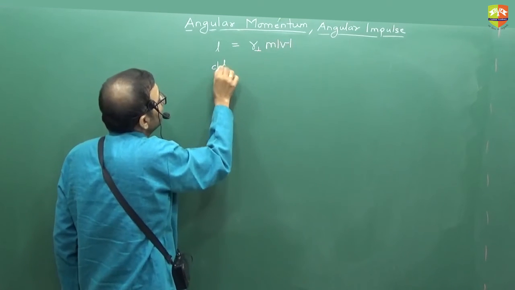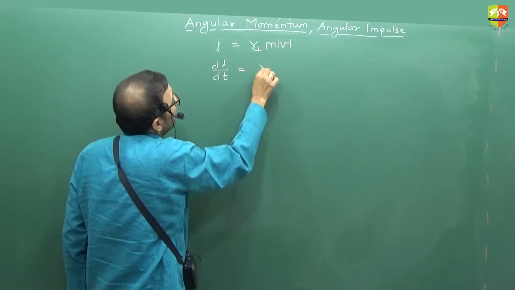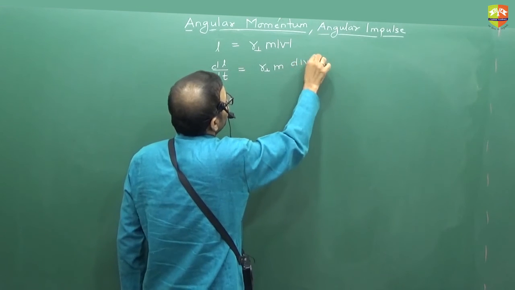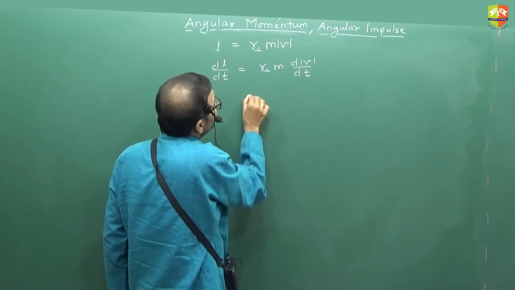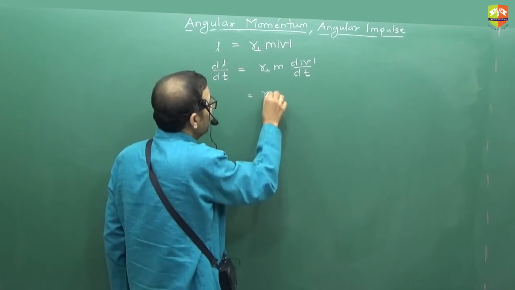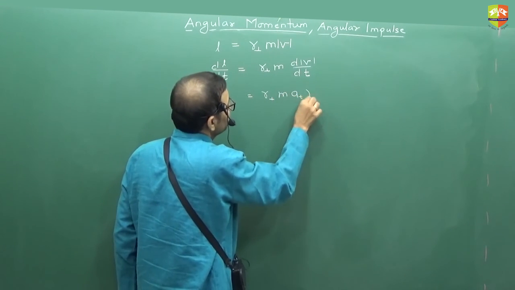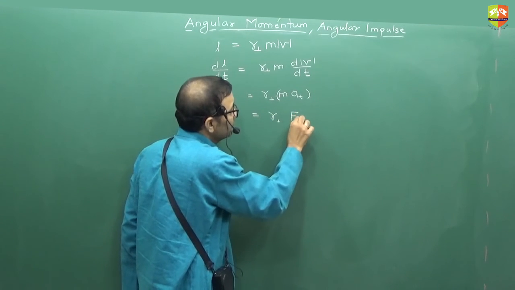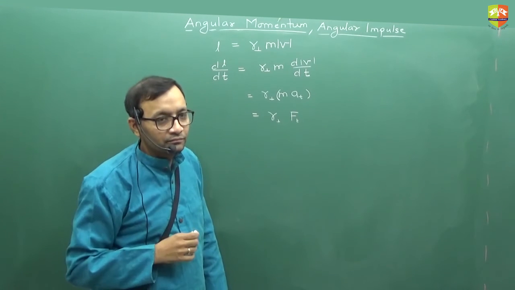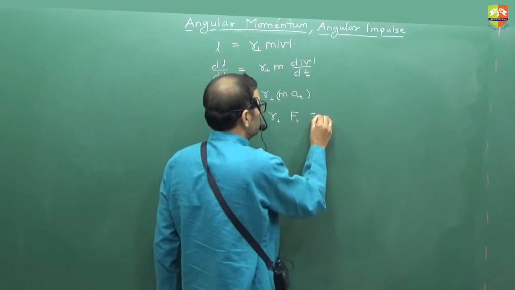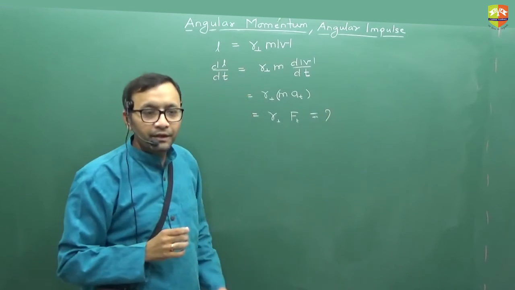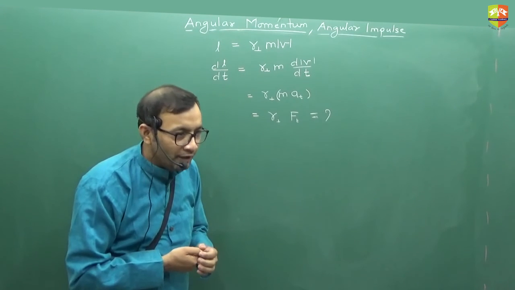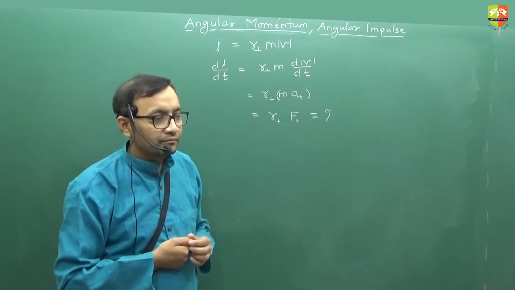Magnitude of velocity. So dL by dt is what? r perpendicular is, let's say, constant. This will be m into dv by dt. The magnitude of velocity will change only because of the tangential acceleration. So this will be r perpendicular into mass into tangential acceleration. Yes or no? So mass into tangential acceleration is what? Tangential force. r perpendicular into tangential force is what? It's torque. Fine. So the rate at which the angular momentum changes for a point mass is equal to the torque about that axis.